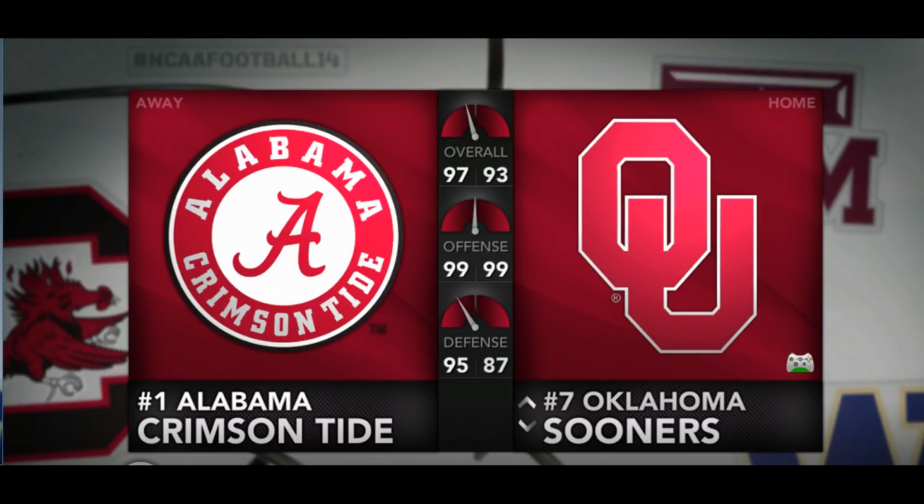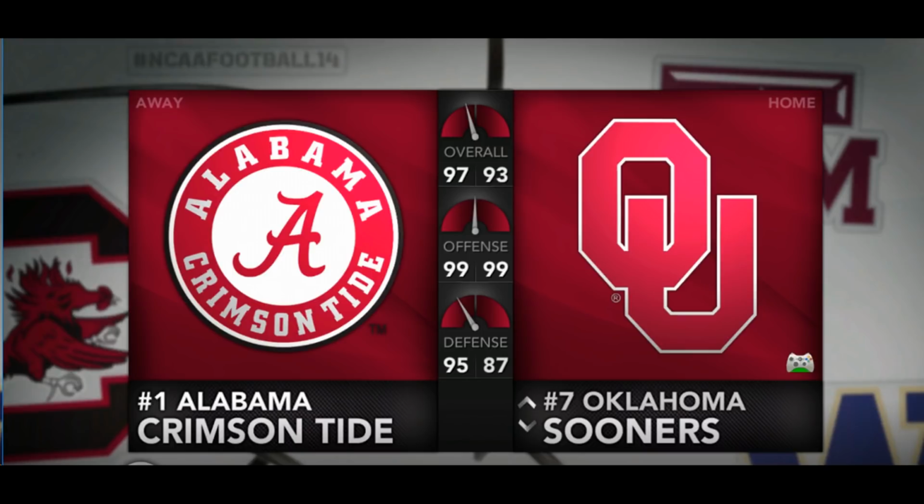I'm here to present you with a little data analysis. With the college football playoff right around the corner, I thought I would use the tools available to me and simulate Alabama against Oklahoma in the college football playoff semifinal. I uploaded to my 360 the most recent rosters available as of, I think, last week. So this is the current roster of Alabama and Oklahoma.